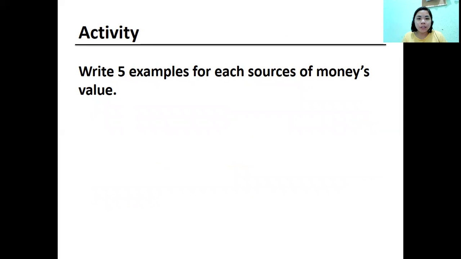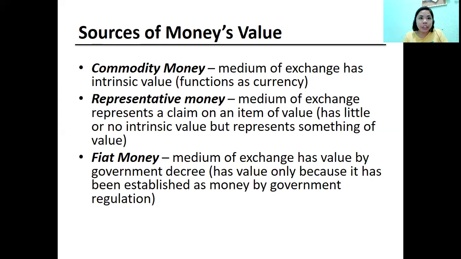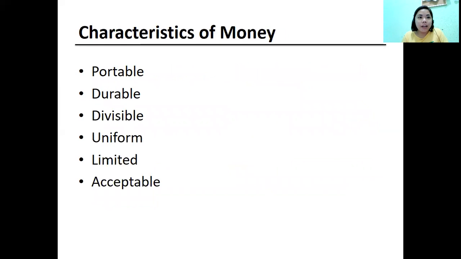So write 5 examples for each source of money's value. If you can only find fewer than 5, it's okay. You can write as many examples as you can for each source of money's value.